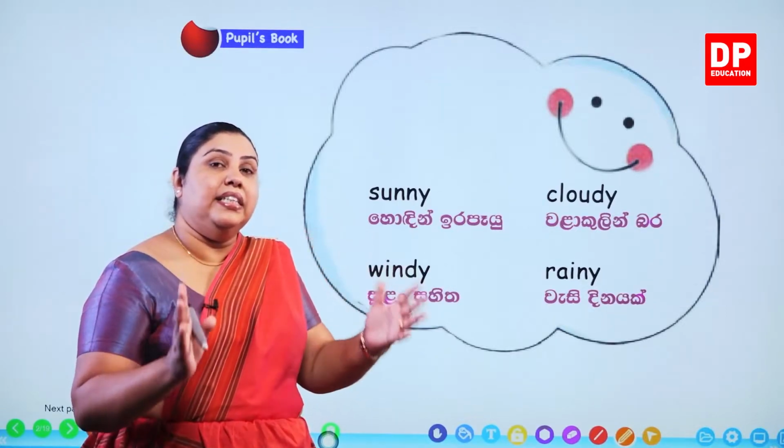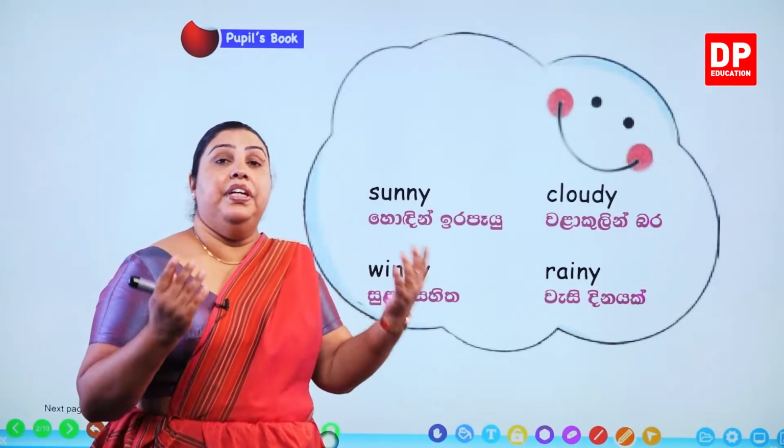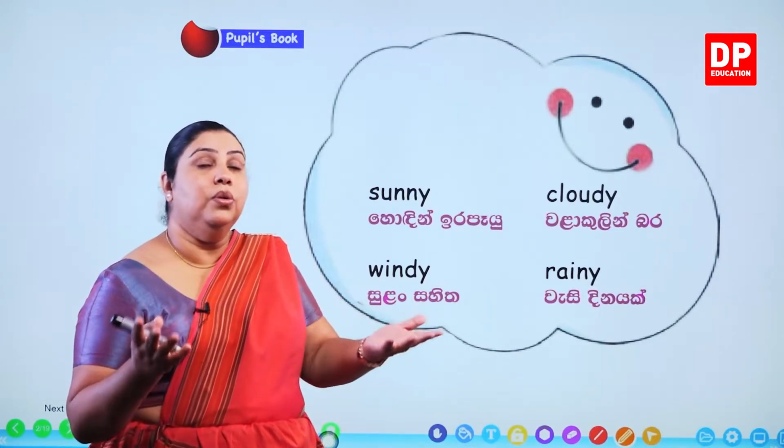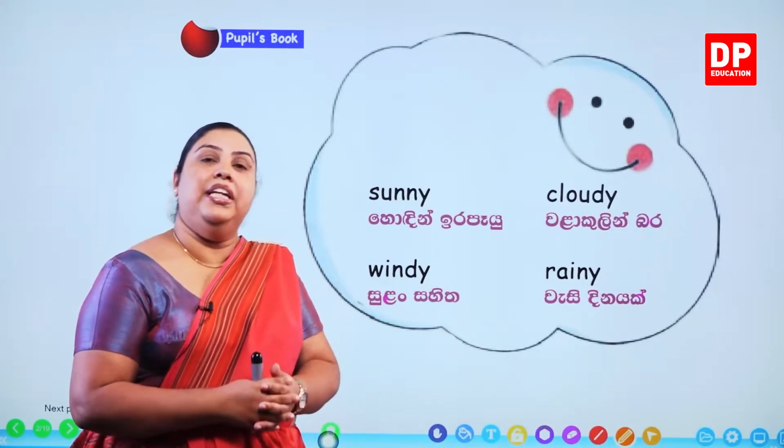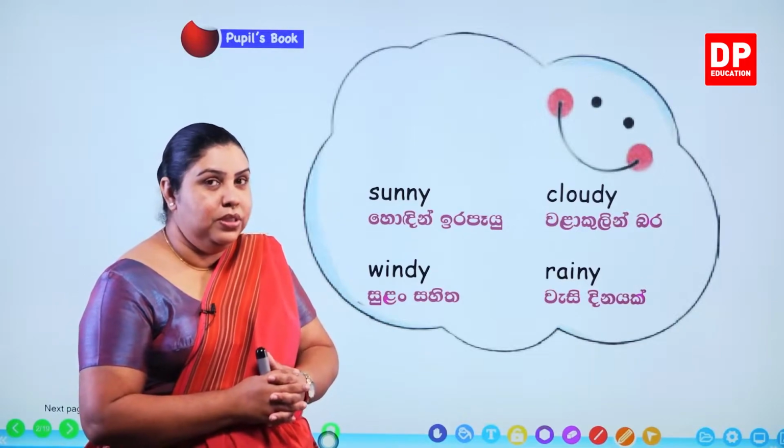So on that day we say it's very windy today. අද හුඟක් තදින් හුළං හමන දවසක්. It's a windy day. What is the word that we use?